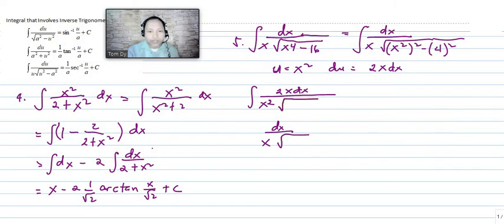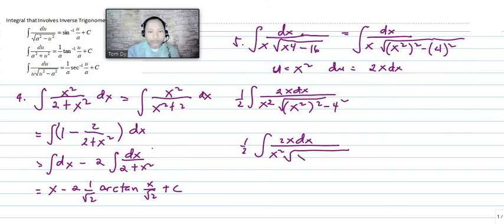Which is the square root of x squared squared minus 4 squared. Since I have 2 here, I will write 1/2. So this is supposed to be 1/2, and then 2x dx over x squared times the square root of x to the fourth minus 16.